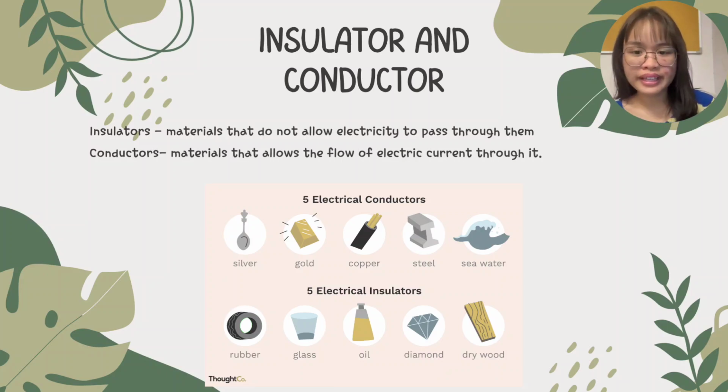These are 5 examples of conductor and insulator. The 5 examples of conductor are silver, gold, copper, steel, and seawater, while the examples for insulator are rubber, glass, oil, diamond, and dry wood.